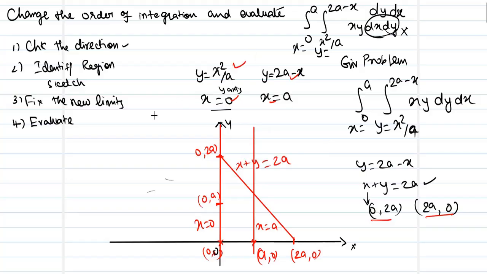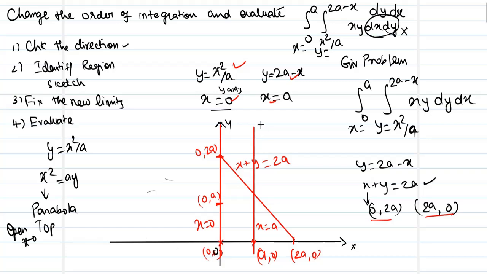The last one is going to be the curve y is equal to x square by a. So we have x square is equal to ay. Since this is square, this is not a straight line, this is a curve. This curve is called a parabola. So this is a parabola open to the top.